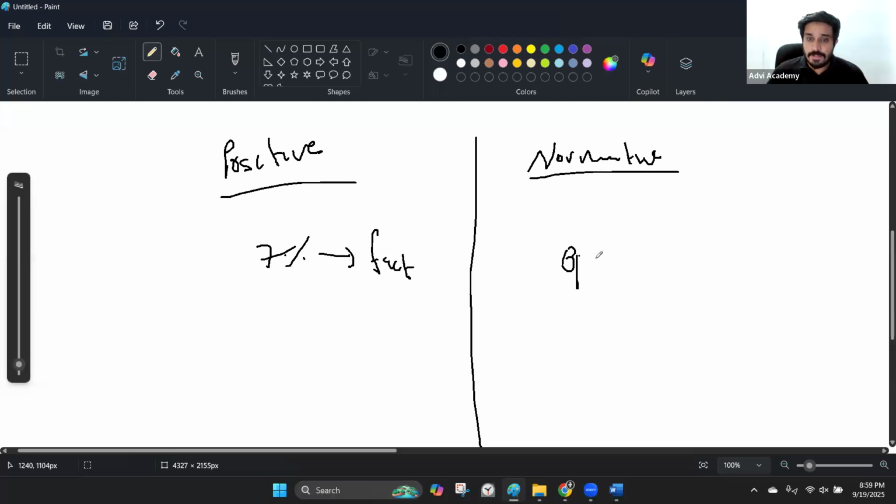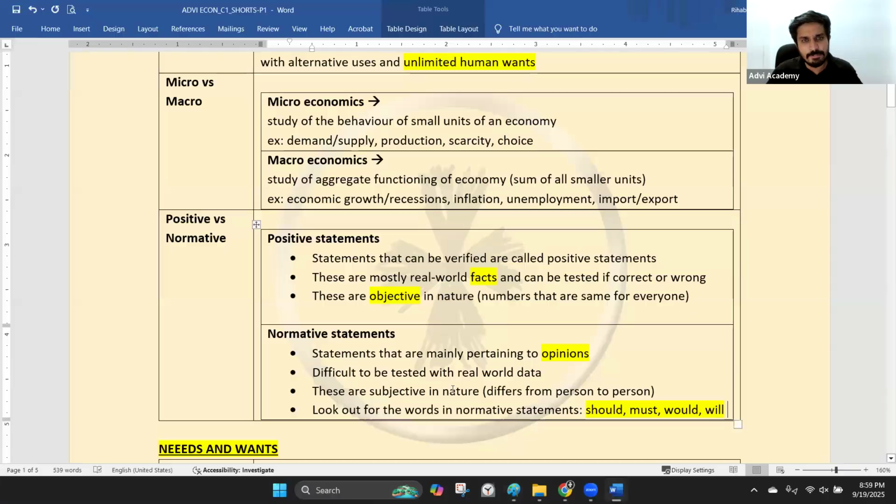So normative statements are opinions. And why are normative statements important? Why is a person's opinion important? End of the day, they are the ones that end up as policies. I'll tell you what that means.